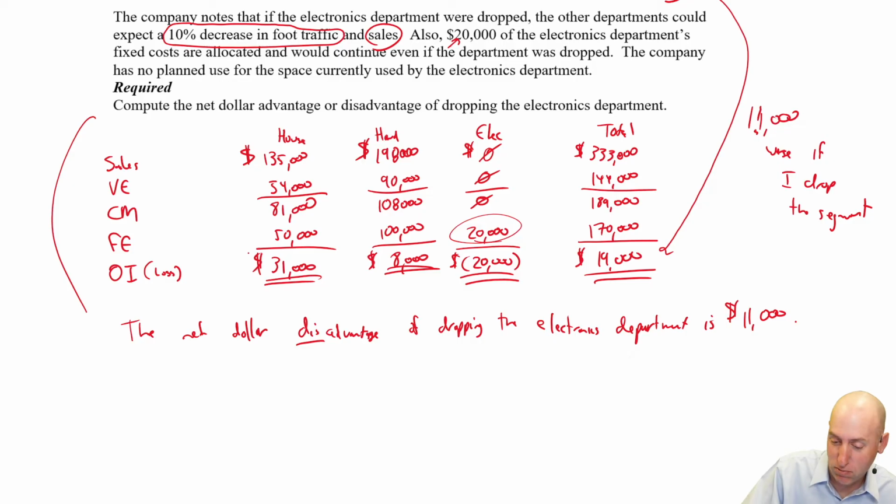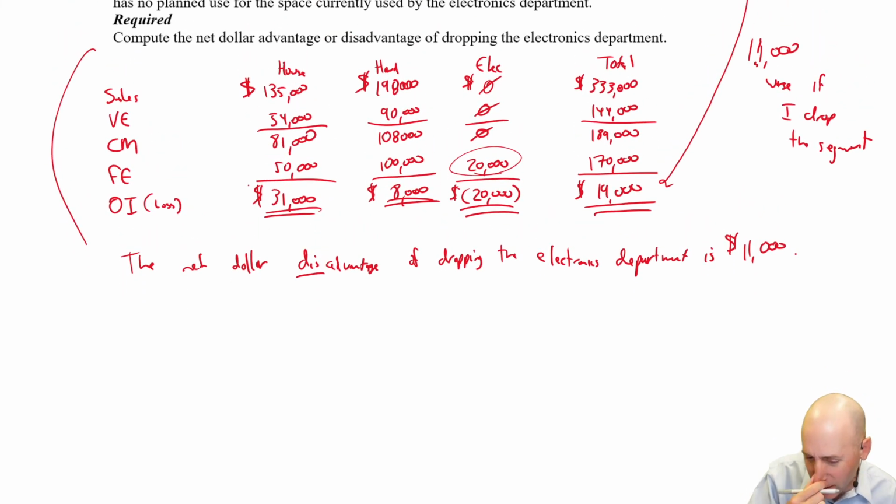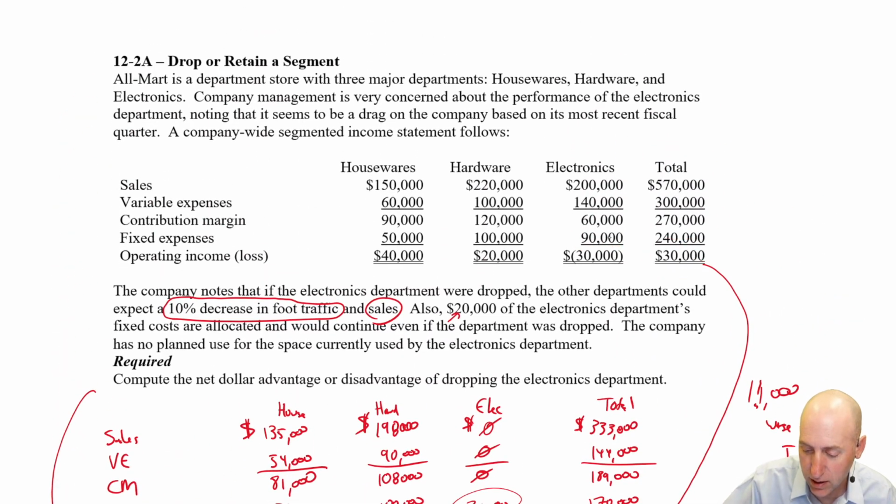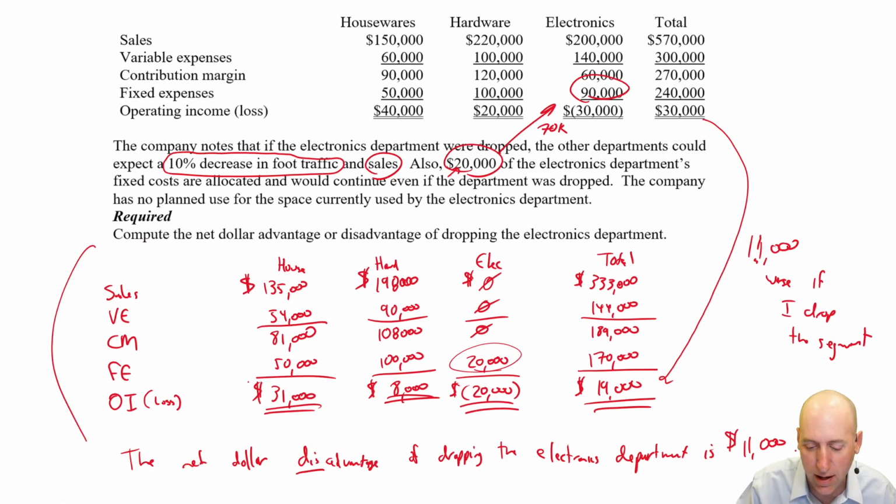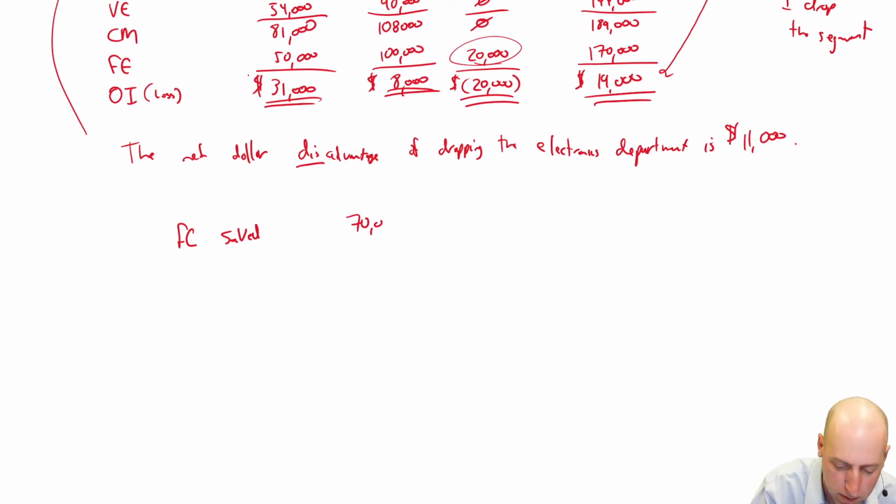So here's a shorter analysis that gets the same answer using only the relevant costs. So the main reason you would drop a segment is to save fixed costs. So let's start there. Fixed costs saved. If I drop electronics, well, how many dollars in fixed costs am I saving? I lose the 90,000 in fixed costs, but I'm stuck with 20. Overall, I save 70K, right? Like that's the whole purpose. We're dropping the segment. We're going to save all those costs. So we're going to save 70K. That's good news. And that's the reason we've dropped the segment.